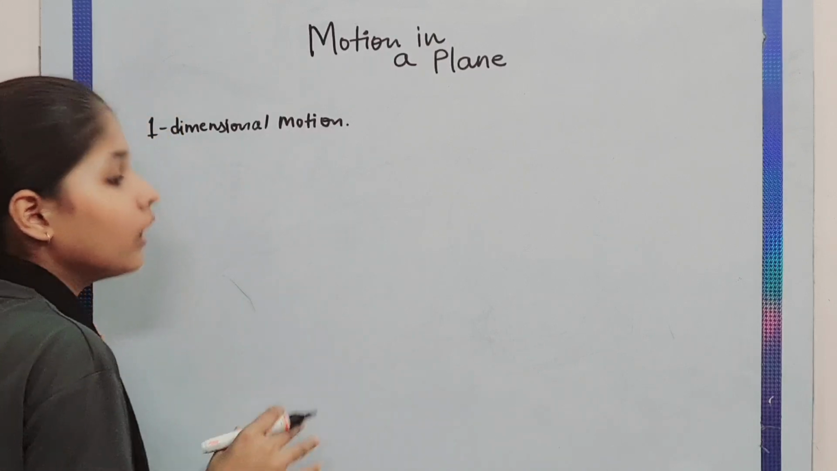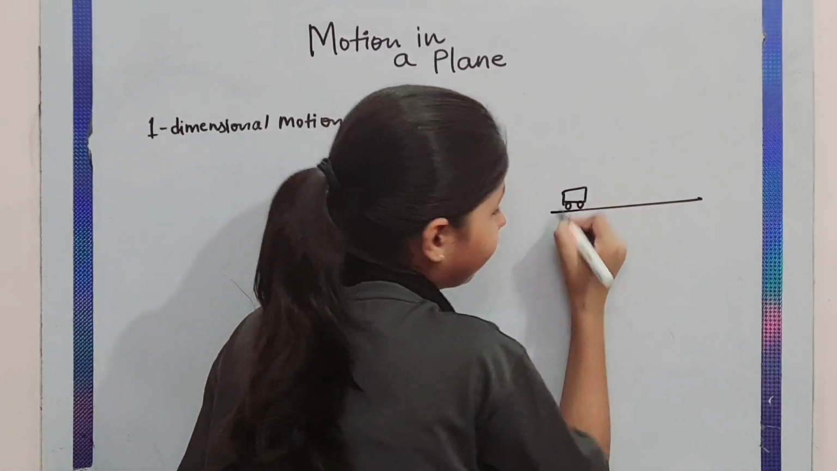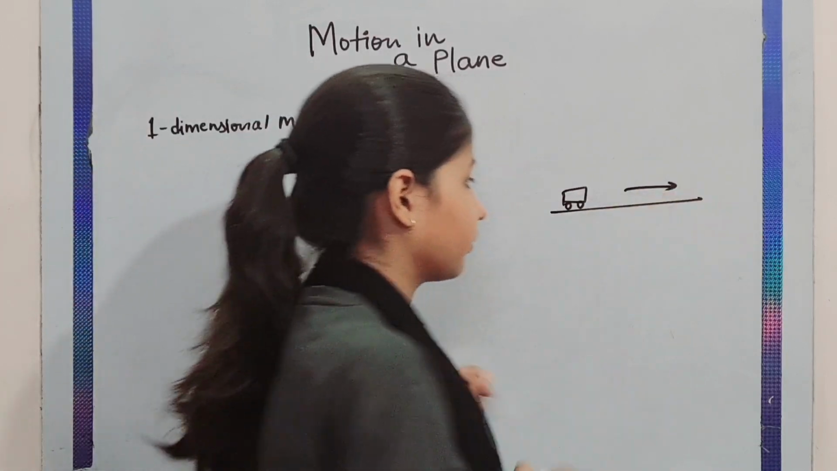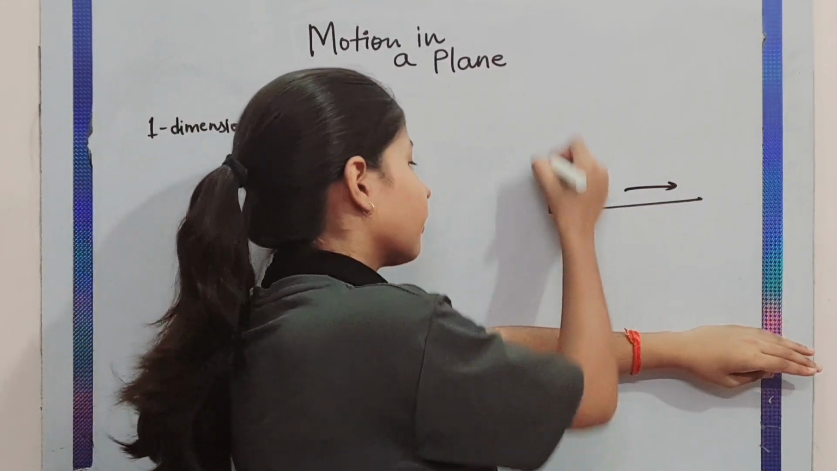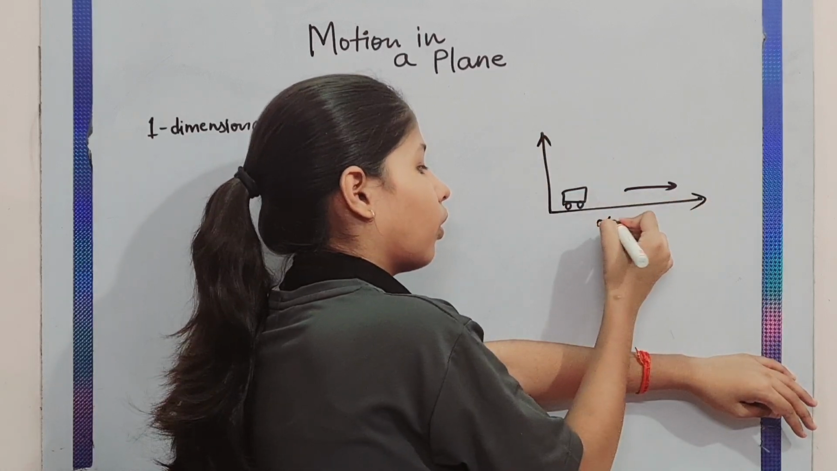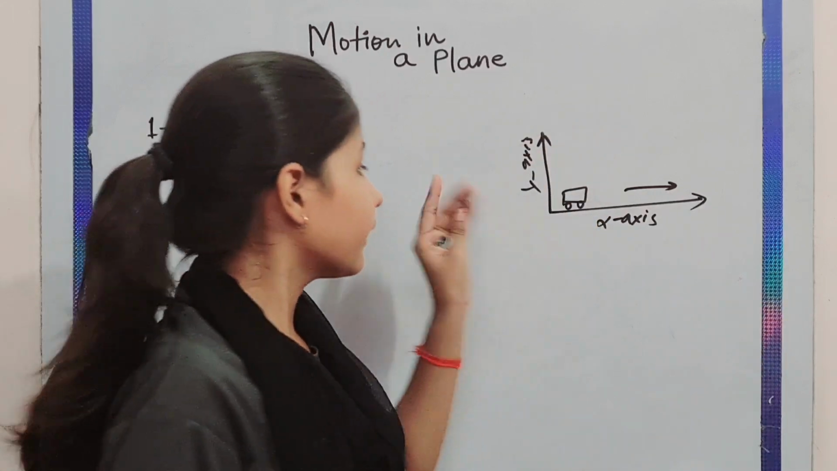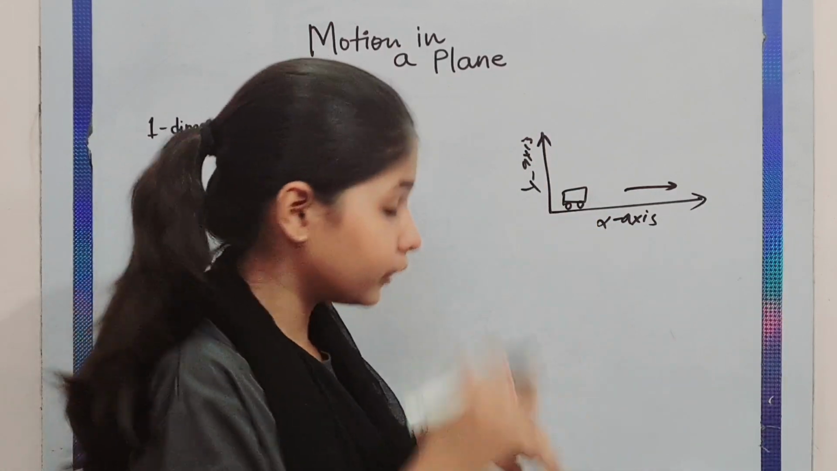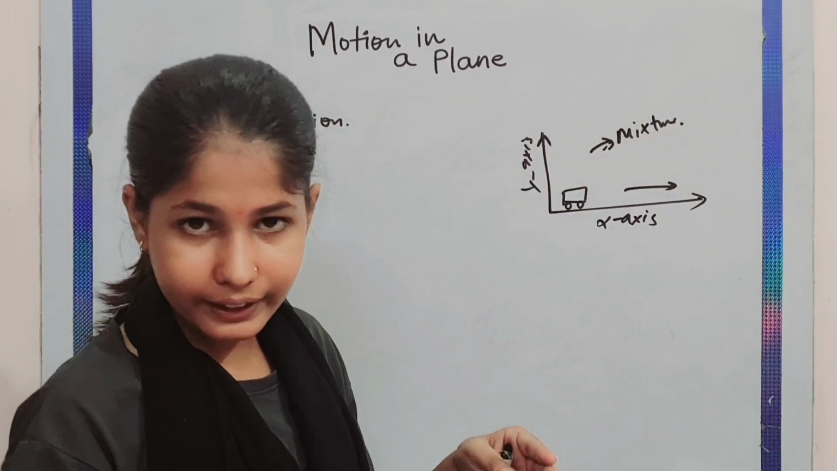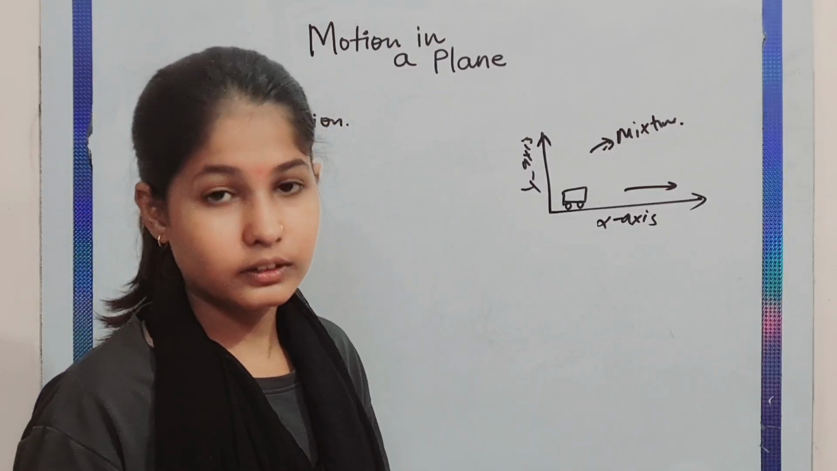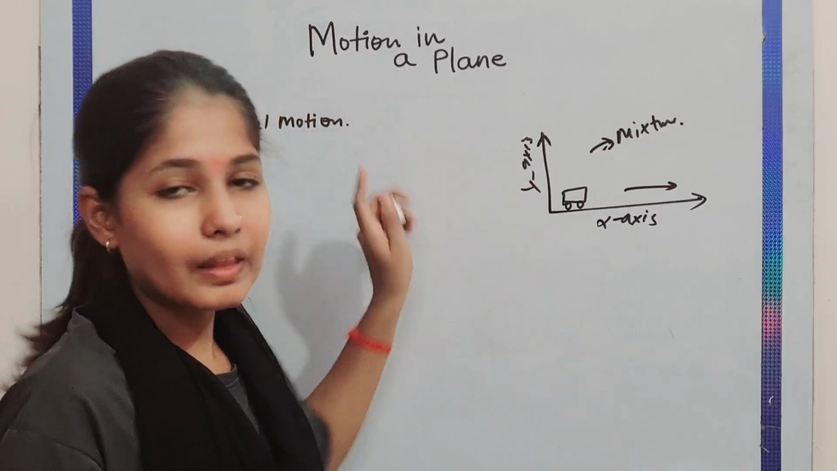One dimension means if there is a road and a car is traveling in this direction, that is motion in a straight line, meaning there is only a straight line. It is in the x-axis or in the y-axis. I am not saying it cannot be in the y-axis, but it will not be a mixture of both. It will be either in the y-axis or in the x-axis, not the mixture, because if it gets mixed, it will become motion in a plane.